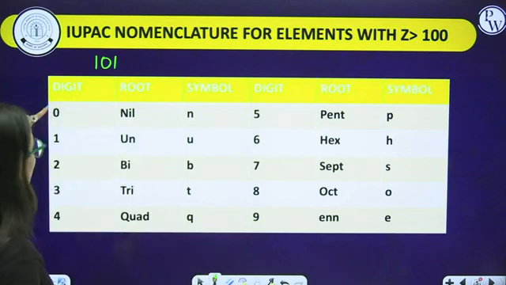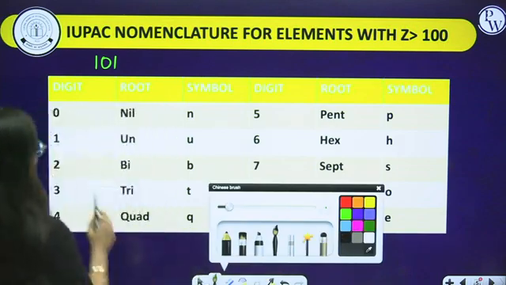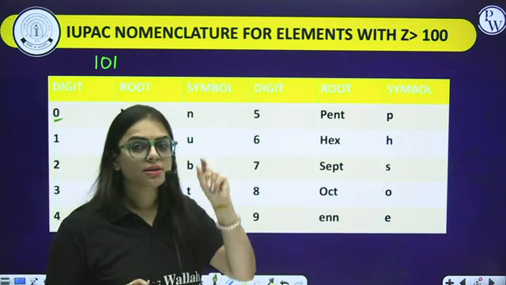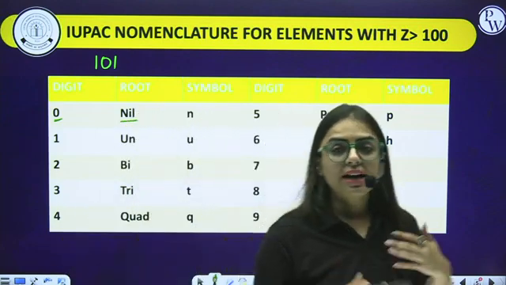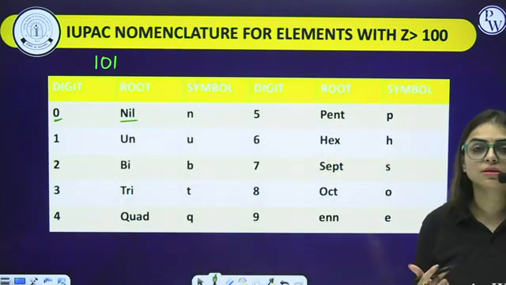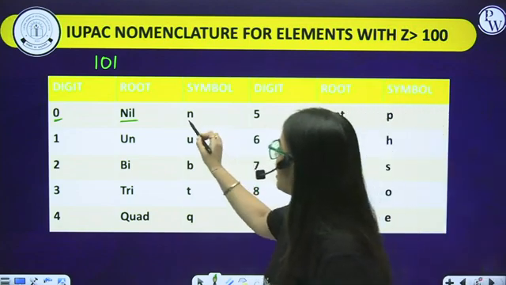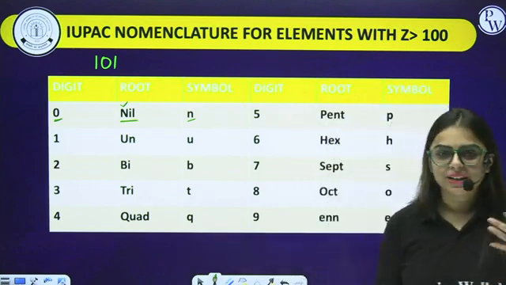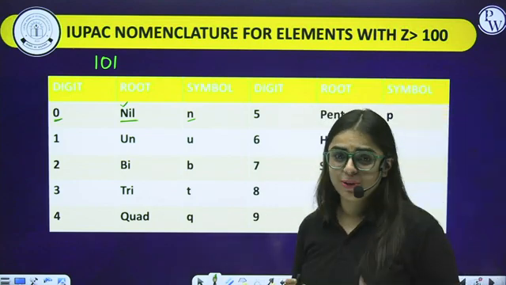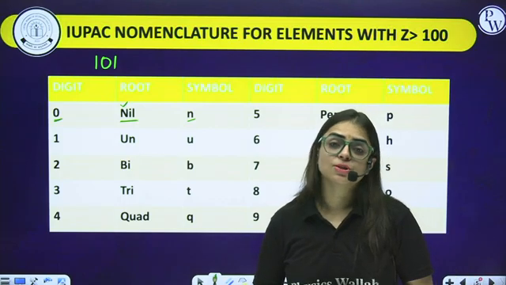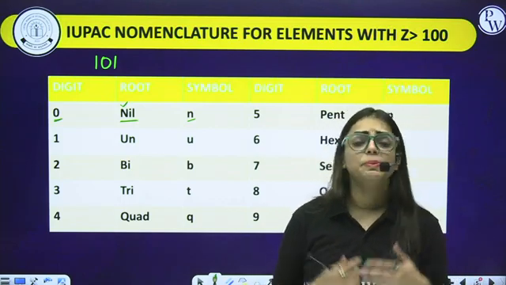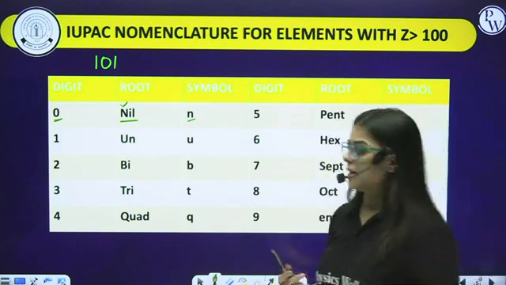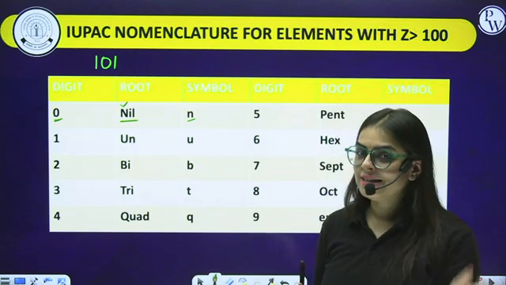If you're using digit 0, students, you have to write nil. The root is the word nil. But when you are writing the symbol of that element, you have to use the first initial letter, that is N. So you have to repeat after me. I know that it may sound very weird that ma'am we have to repeat it, you're not sitting in front of me. But yes, students, if you follow my instructions, it will be very, very easy for you to understand inorganic chemistry. So 0 is nil and N is your symbol.